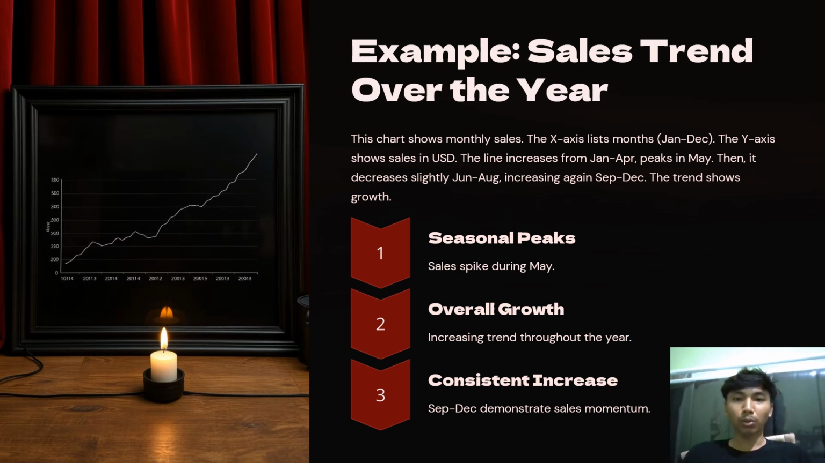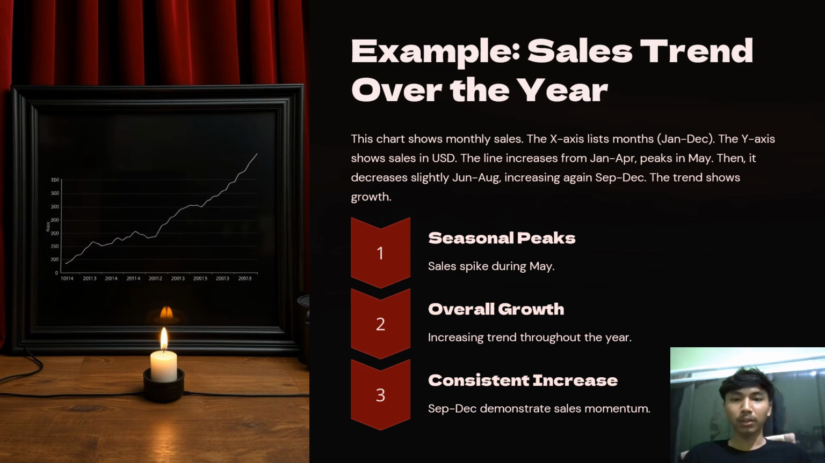This chart shows monthly sales. The x-axis lists months January to December. The y-axis shows sales in USD. The line increases from January to April, peaks in May, then decreases slightly June to August, increasing again September to December. The trend shows the growth.